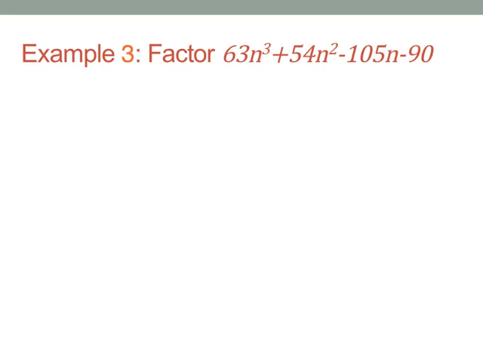Alright, this last example, we want to factor 63n cubed plus 54n squared minus 105n minus 90. So yes, there are some large numbers here, but do not be intimidated. Remember, the very first thing you always want to look for, no matter what type of factoring method you're using, is a GCF.